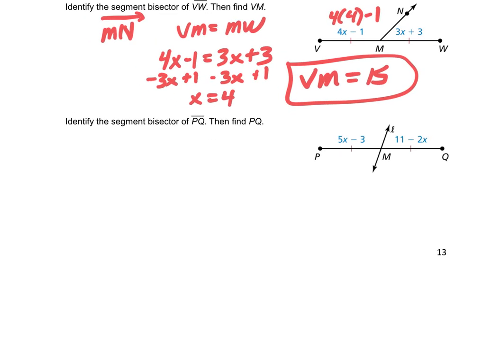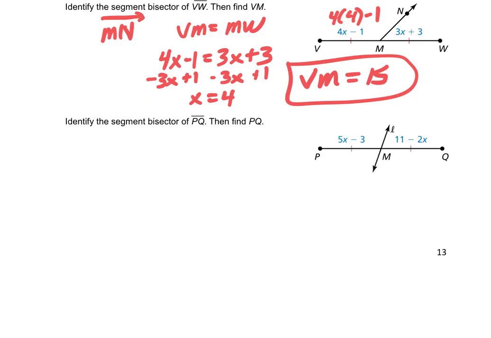Okay. Once again, here is PQ. We've got this piece that's going through M right here. What kind of geometric figure is bisecting that segment? What do you think, Garrett? What kind of figure is bisecting PQ? ML. Okay, can we call it ML?